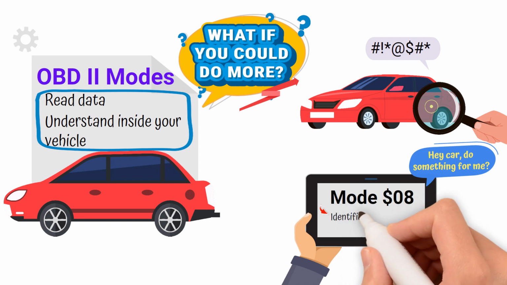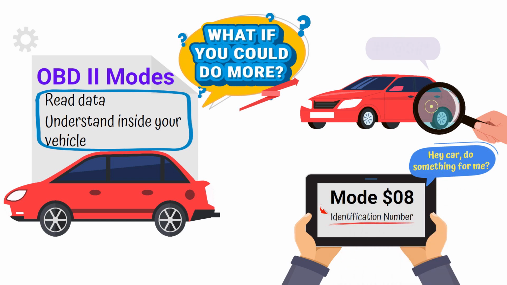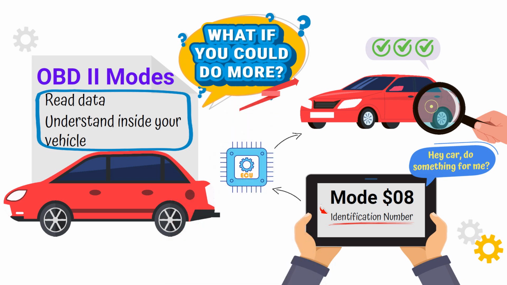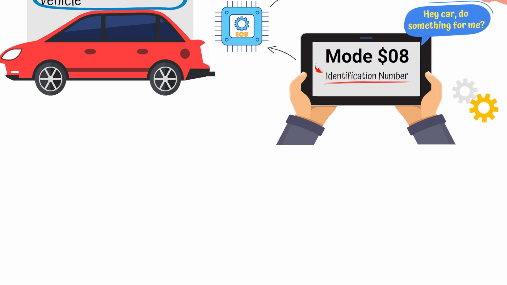It shows you which identification number is supported by this vehicle, lets you request specific system tests or actions, and if the conditions are proper, the ECU will carry them out. Let's dive in and see how it works.